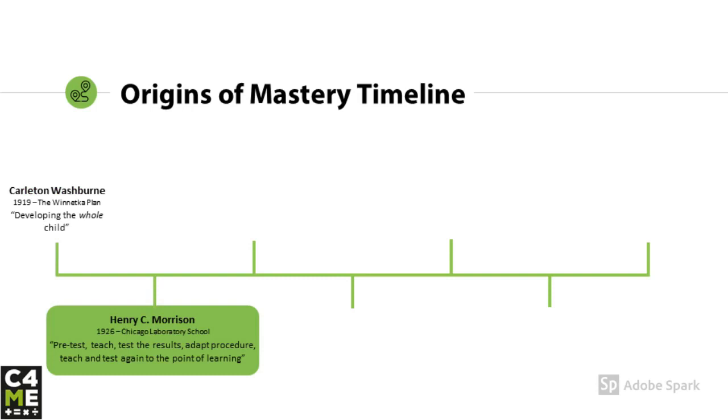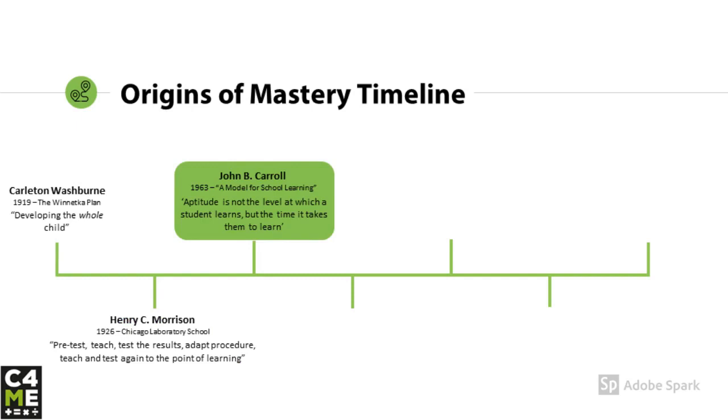Carlton Washburn's work heavily influenced the work of Henry Morrison, who was also an educationalist in the 1920s Chicago. Morrison devised a mastery formula of testing, teaching, testing again, adapting your procedure to fill the gaps in the knowledge, teaching, and then testing again, and repeating that cycle until a student has reached mastery of a topic.